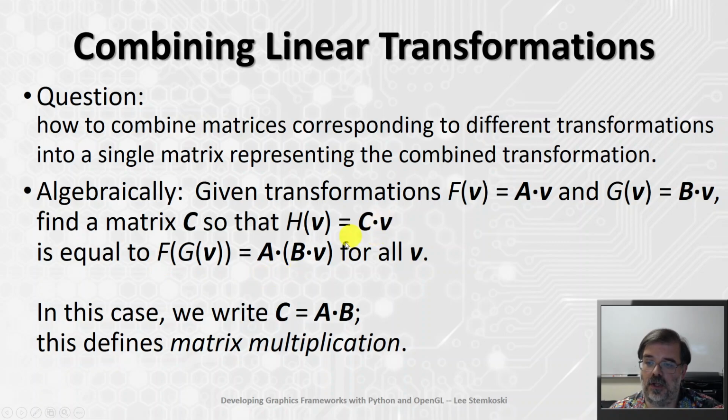In other words, we want these two quantities to be equal for all vectors V. And in that case, we would write the matrix C equals the matrix A times B, and that's actually how matrix multiplication is defined. It's not a definition that somebody made up. It has to be defined in a certain way so that composition of transformations is consistent.